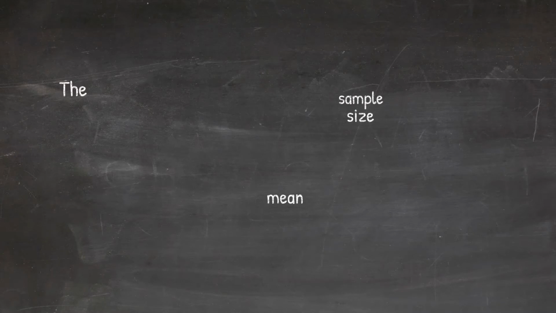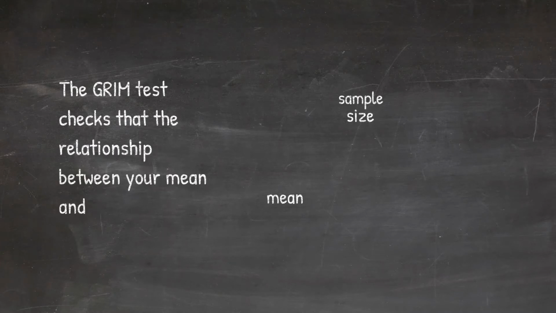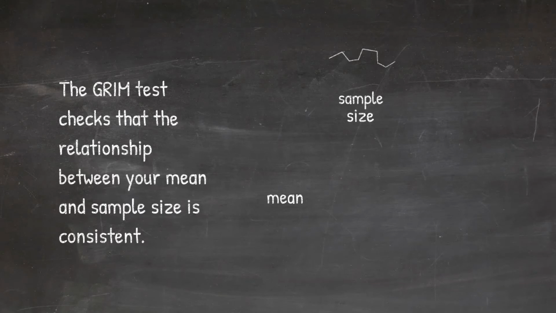You could have used something called the GRIM test. What's the GRIM test? The GRIM test is a simple way of checking if a mean and sample size are consistent. For our bar, the sample size is just the number of purchases made in a day.